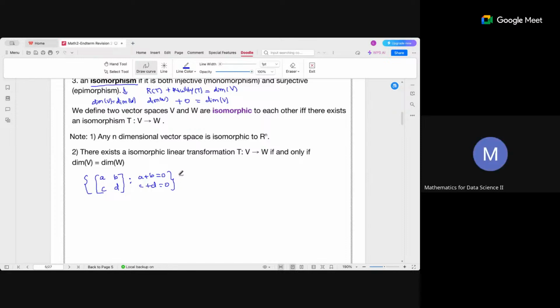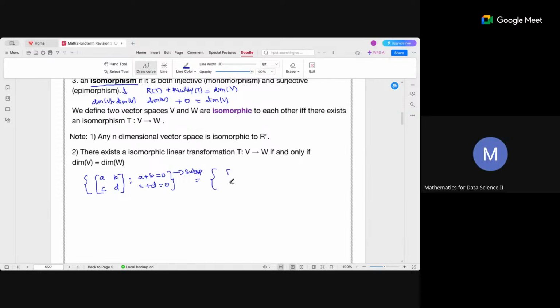Just think about it. Is this a subspace or not? The zero vector: if you take the zero matrix, the sum is 0, right? The example we saw yesterday was a plus b equal to 1 and c plus d equal to 1. That's why the zero vector was not there. But here a plus b is 0 and c plus d is 0. So now this is a subspace, right?